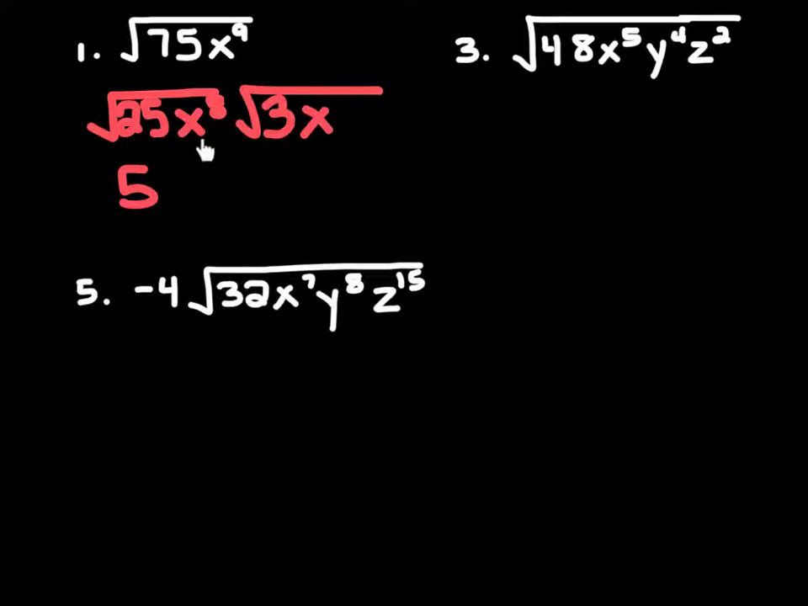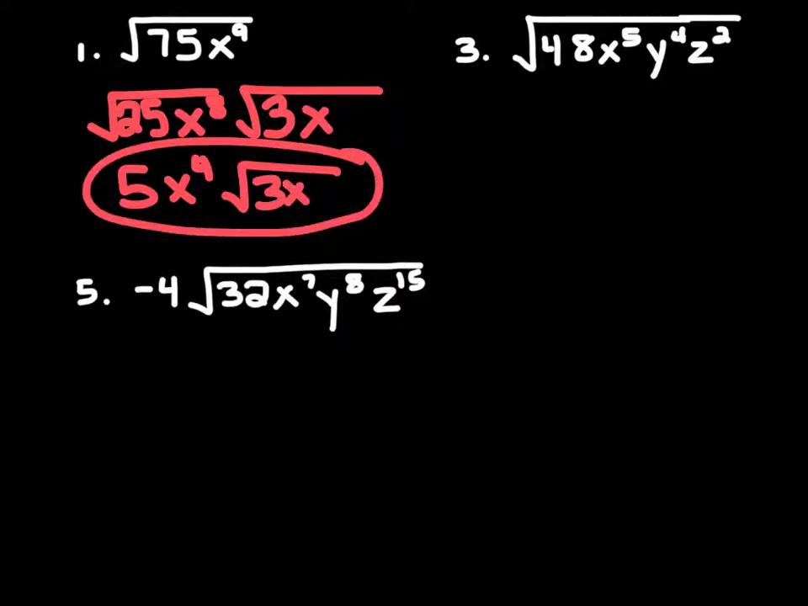And the square root of x to the 8th, remember, you just take the exponent and divide it by 2. So it would be x to the 4th. And then whatever's in this radical, nothing is going to simplify because we've already taken out as much as we can out of the radical. So you're just going to take that and bring it right down. So there's our answer. Okay, let's take a look at number 3.